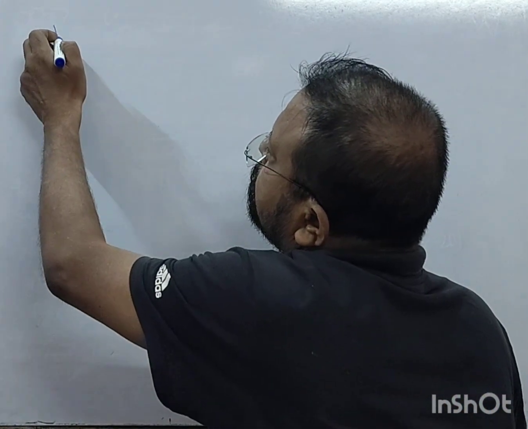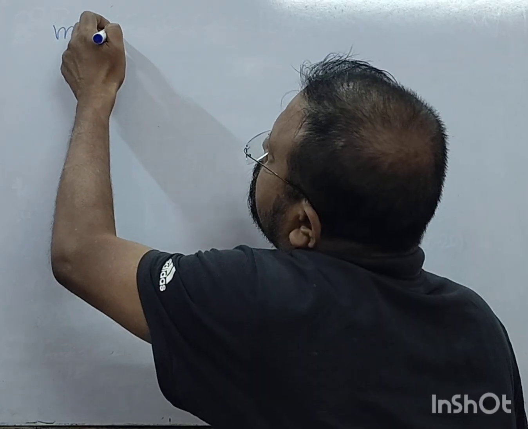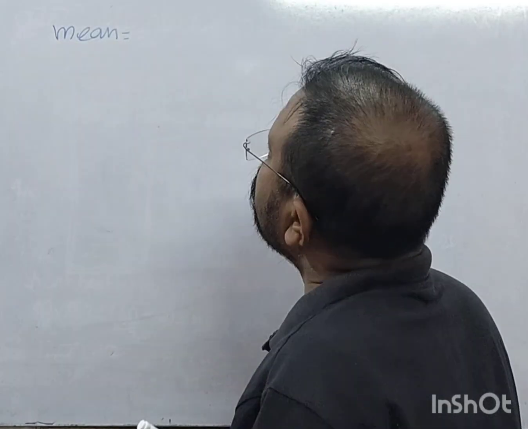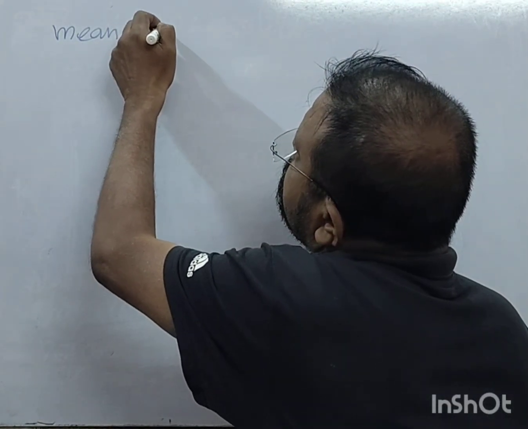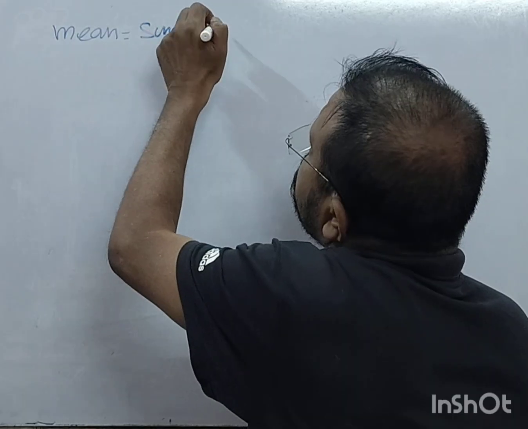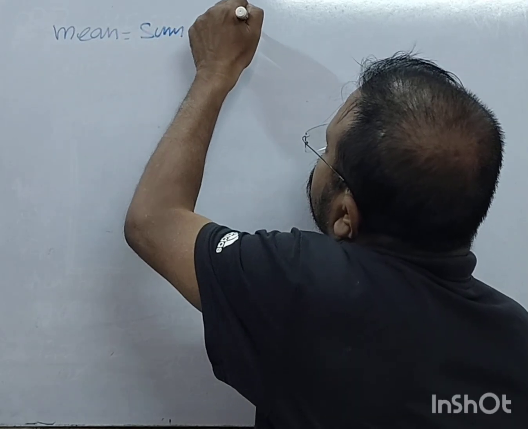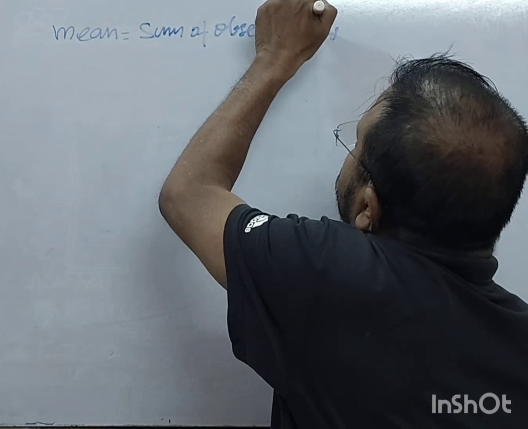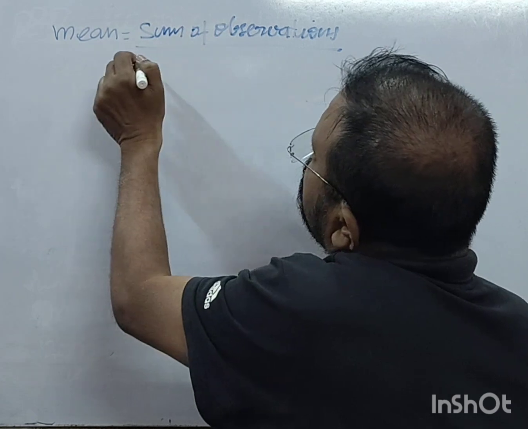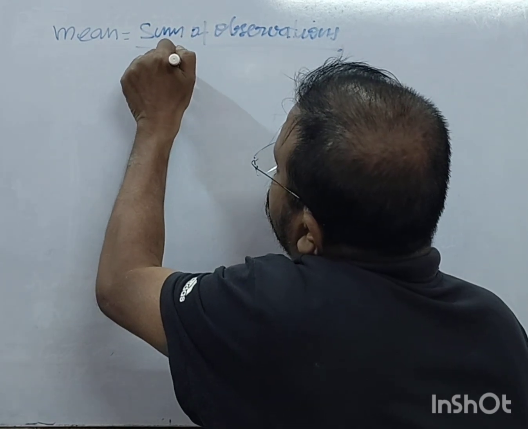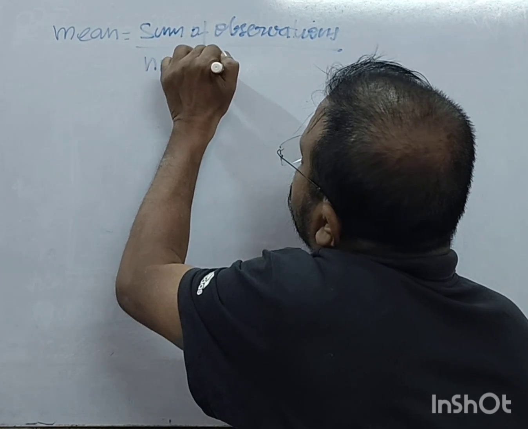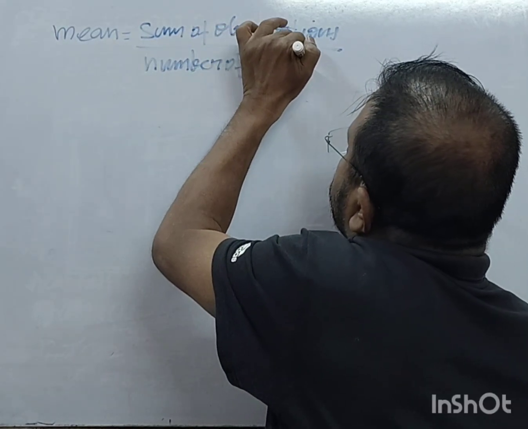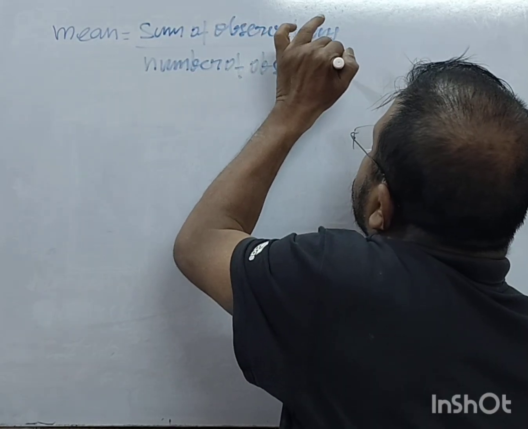मीन क्या होता है? हाँ, sum of observations upon total number of observations. Mean is equal to sum of observations upon number of observations, right?